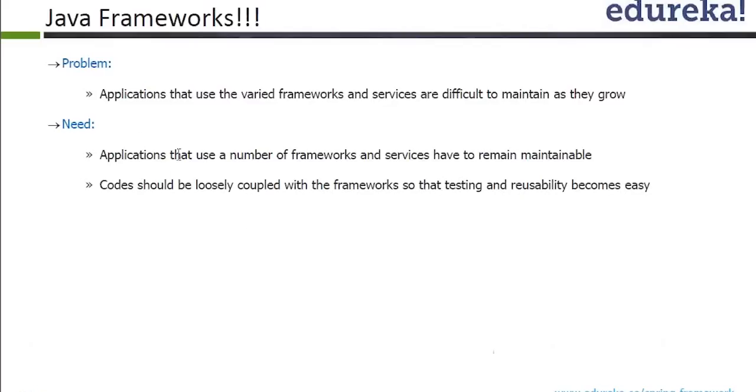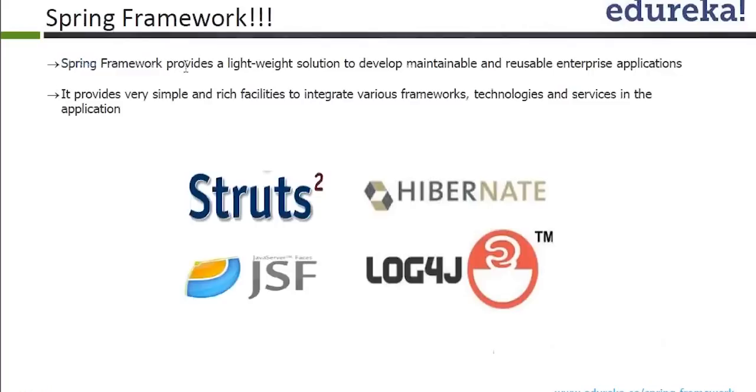So the solution we need is that applications that use a number of frameworks and services have to remain maintainable. For that, we need our code to be loosely coupled with frameworks, not tightly coupled, rather than implementing a lot of their interfaces and inheriting a lot of their classes. Code should be loosely coupled with the frameworks so that testing and reusability become easy. That's where we look at the Spring framework. Basically, the Spring framework provides a lightweight solution to develop maintainable and reusable enterprise applications.